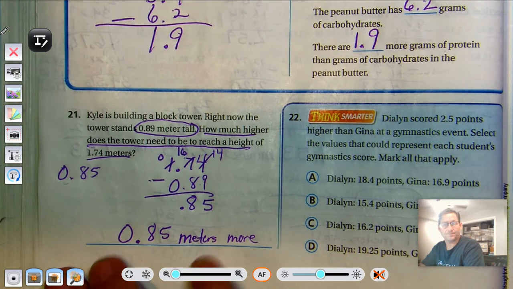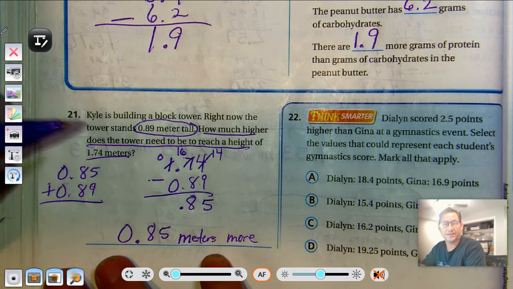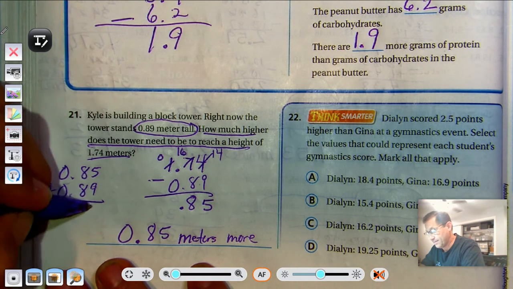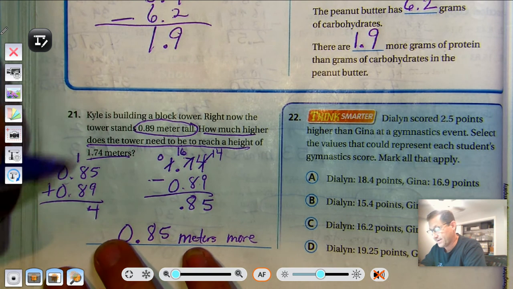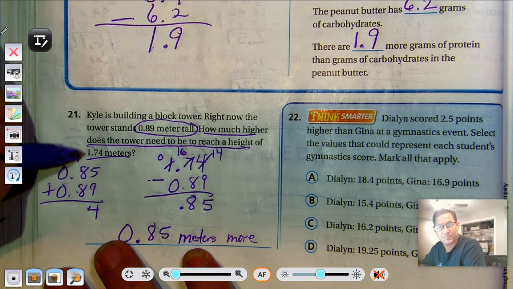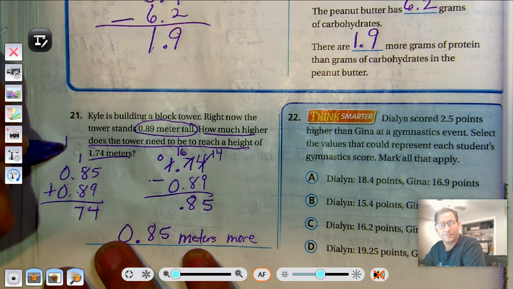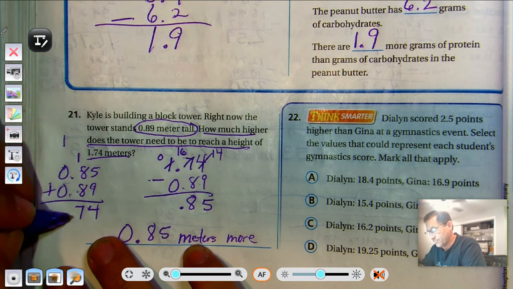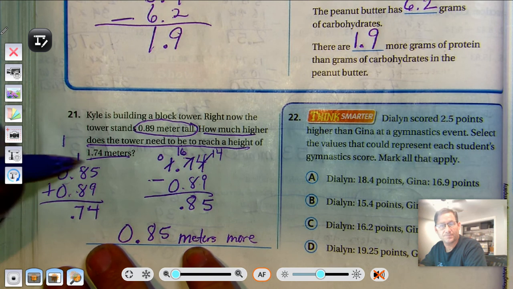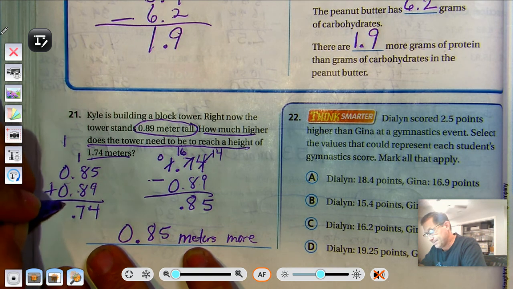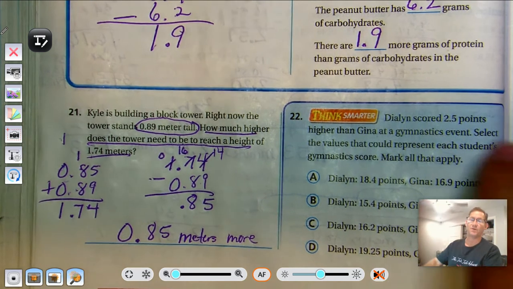Take our difference, add what was subtracted, and it should give us the total height. 9 and 5 is 14 hundredths, regroup as 1/10 and 4 hundredths. 8 and 8 is 16 tenths, plus one more is 17 tenths. Regroup that as 1 and 7 tenths. Bring the decimal point down because we finished adding the decimal portion. And 1 plus nothing is 1. So yes, 85 hundredths meters more.